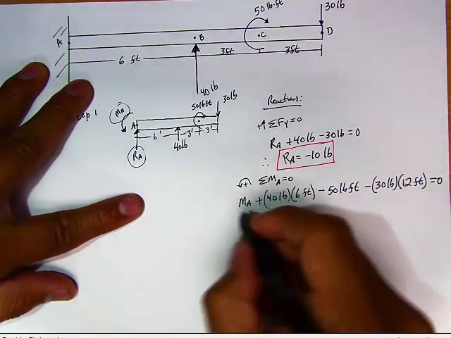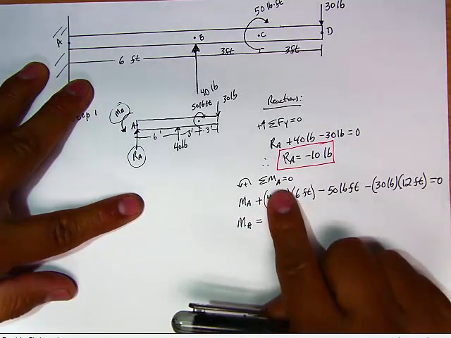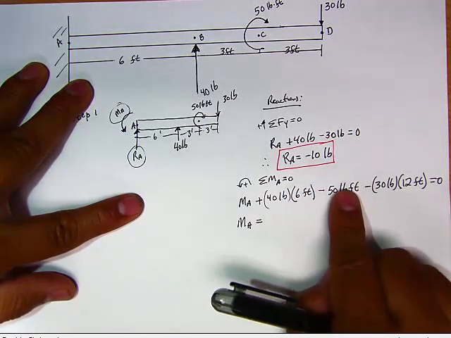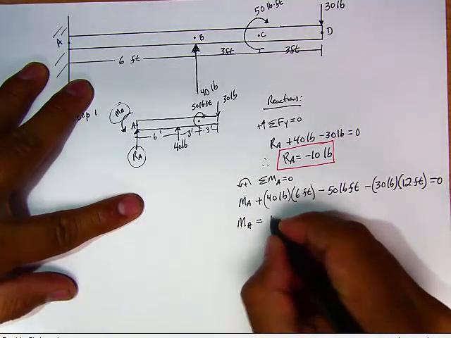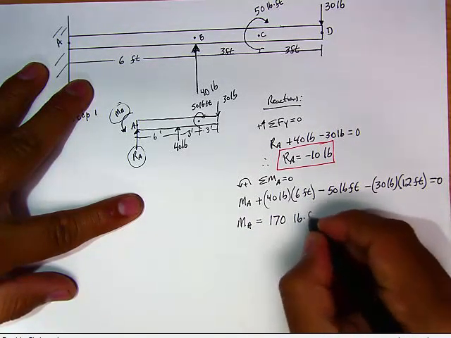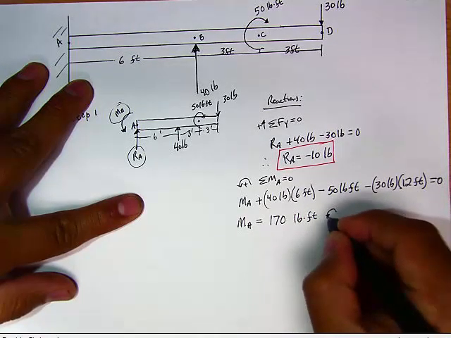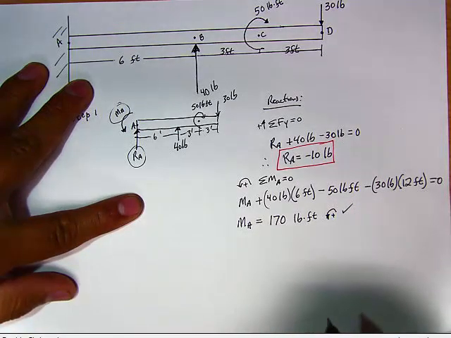All right. So MA equals, when we turn this to the right side of the equation, this becomes negative, this becomes positive, and that becomes positive. And basically, the magnitude of MA is 170 pound-feet. And we had it correct. It is positive, so that means that it is counterclockwise. So that one was correct.